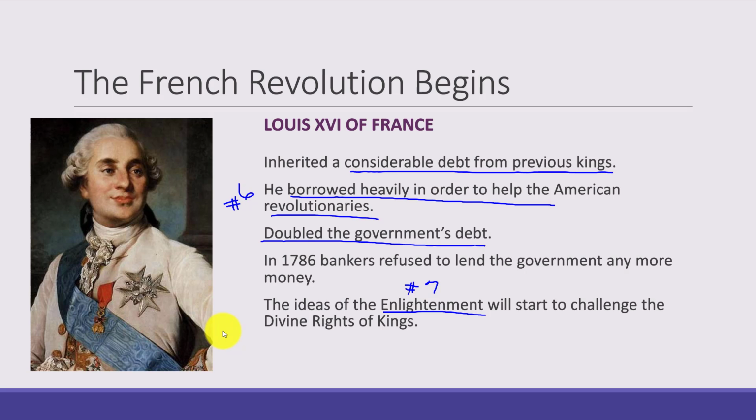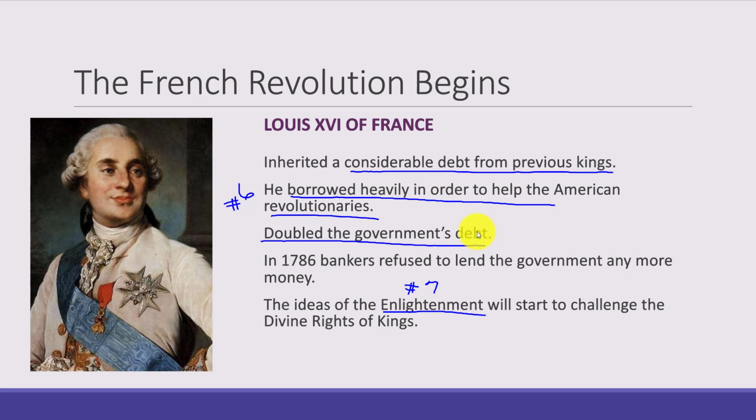which became a problem for him and led to the revolution as well, okay. And also, if you recall, when we talked about the American Revolution, he borrowed a lot of money in order to help the American revolutionaries in the American Revolutionary War. This doubled the government's debt. So all of this is the cause of how King Louis XVI aided the French Revolution, or he gave way to the French Revolution because of all of these issues.